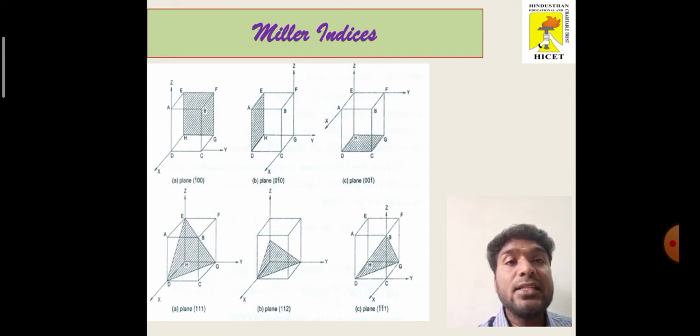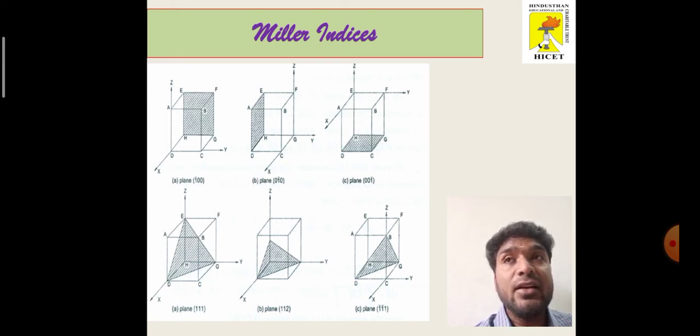The plane is intercepting along the negative side of the x-axis. The x-axis is in front. At the back side is the negative x-axis. In the negative x-axis only the plane is intercepting, but the plane is not at all intercepting along the y-axis and z-axis. So now, in which way can I represent this?